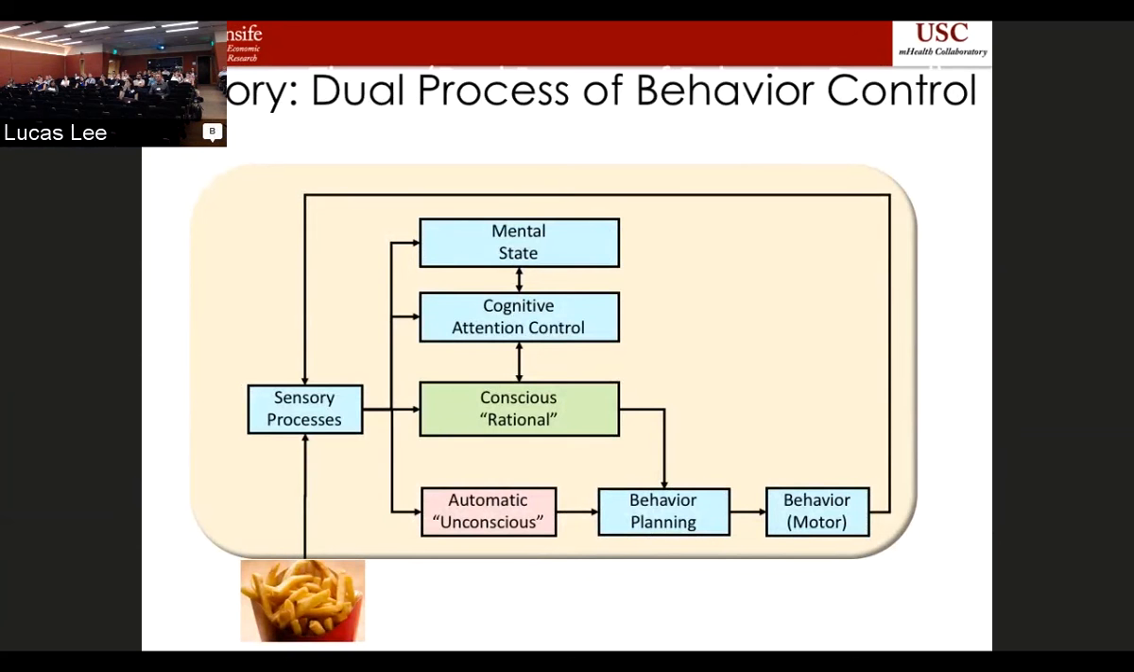I'm going to show you a couple of theories now. There's a lot of argument about theory. This dual process of behavioral control is one of my favorites because it says that really there are two ways of influencing behavior. There are sensory processes that we don't necessarily process cognitively, and then there are cognitive processes that we do. These are two different ways to influence behavior, through the sensory and through the conscious. So the automatic, unconscious, and the conscious or rational. A favorite theory of mine. Thank you, Misha Pavel, for the slide.